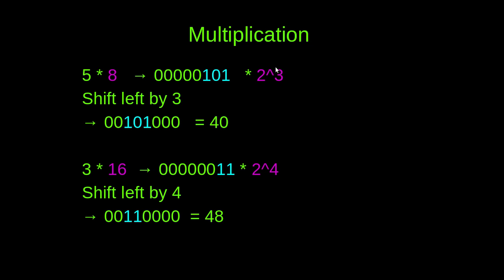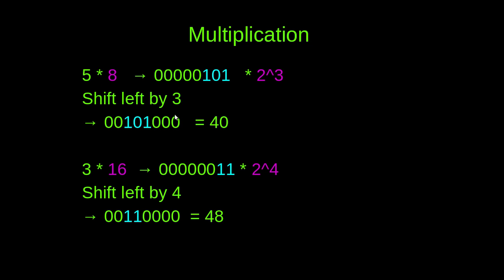And what's 8? 2 to the power 3. So we do just a regular shift left by 3. If I shift left by 3, move 1, 2, 3. So this one is here, and this is going to be 1, 2, 3. This 0 is here, and 1, 2, 3. This one is here. Now 5 multiplied by 8 is 40.